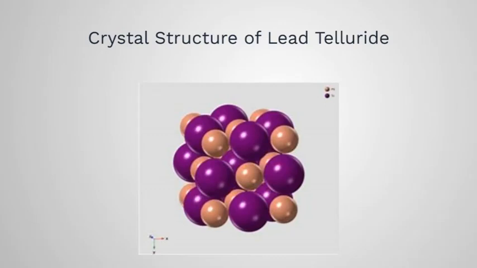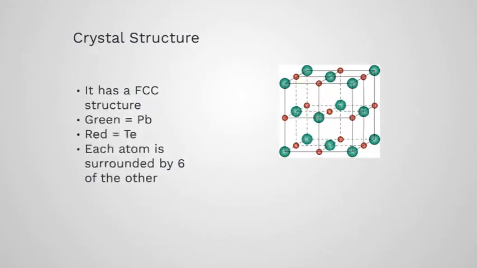Next, we will talk about the crystal structure of the lead telluride semiconductor. The crystal structure of lead telluride is a FCC structure. In this diagram to the right, you can see that the green represents the lead and the red represents the tellurium. Each atom is surrounded by 6 other atoms.